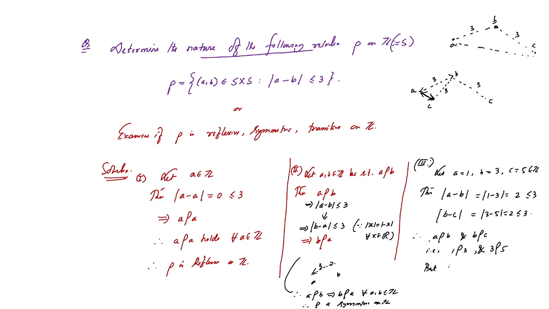But what about the A minus C distance? That means 1 minus 5, this is 4. This is not less than or equal to 3. So that means A is not related to C. That means 1 is not related to 5. So what have we seen? We have seen it is not transitive. So our conclusion is rho is not transitive on Z.